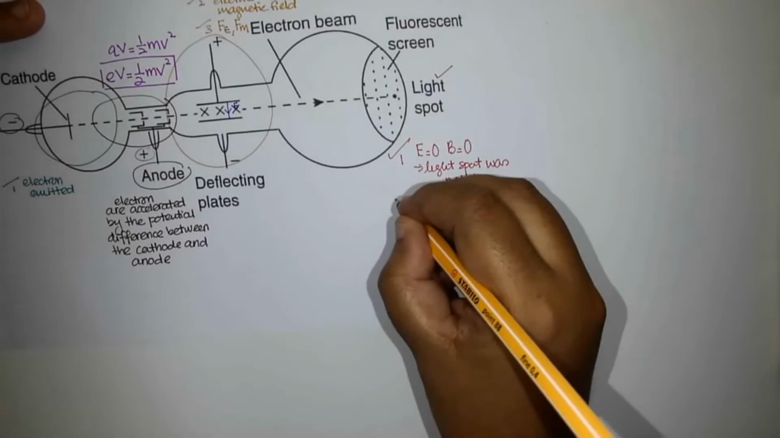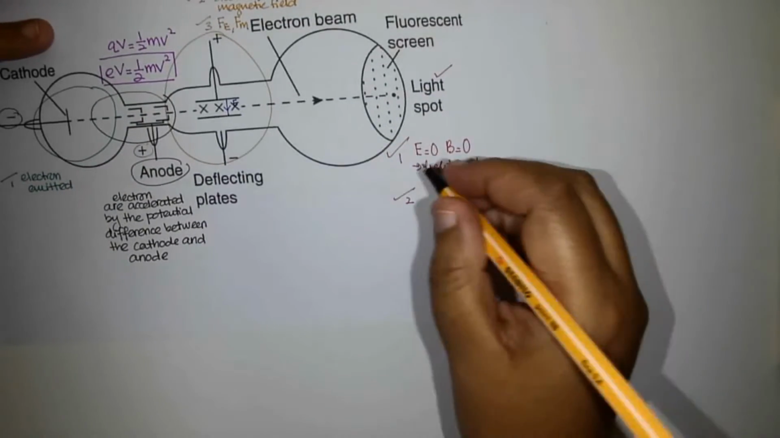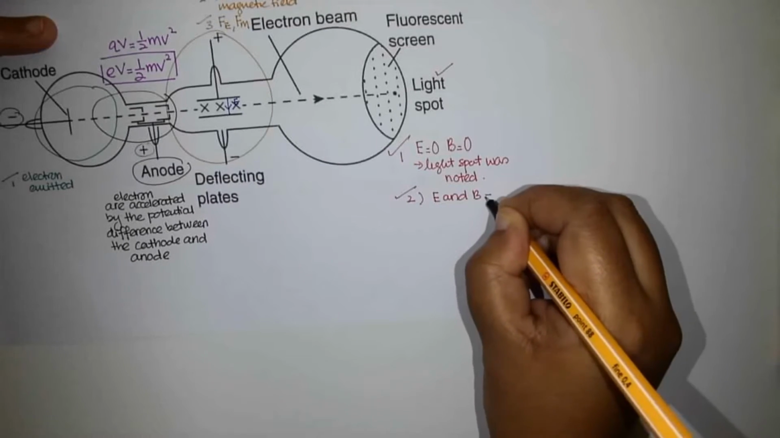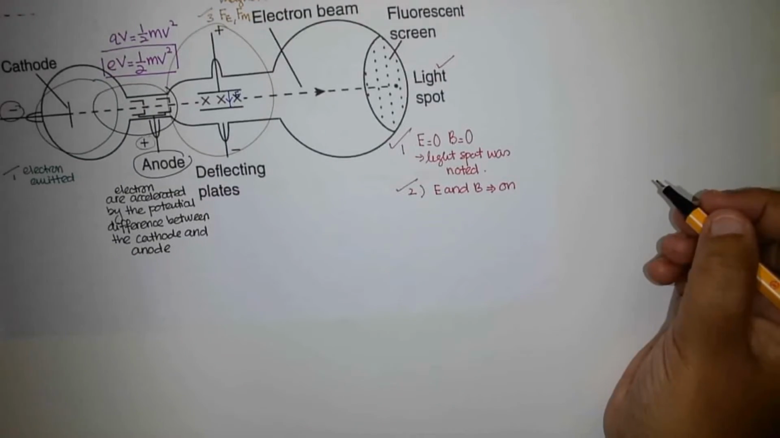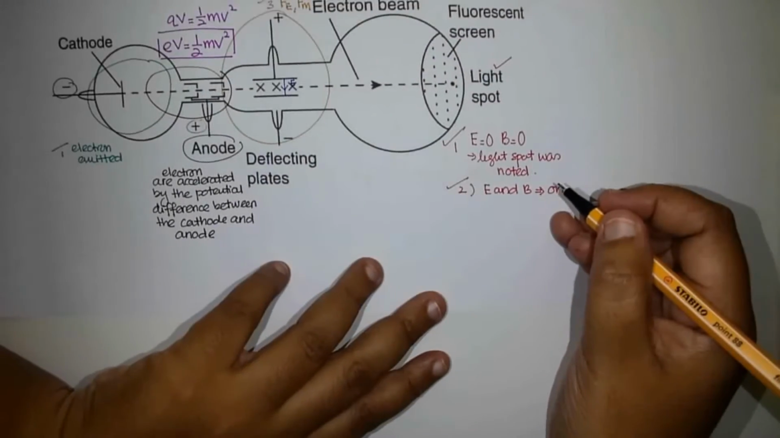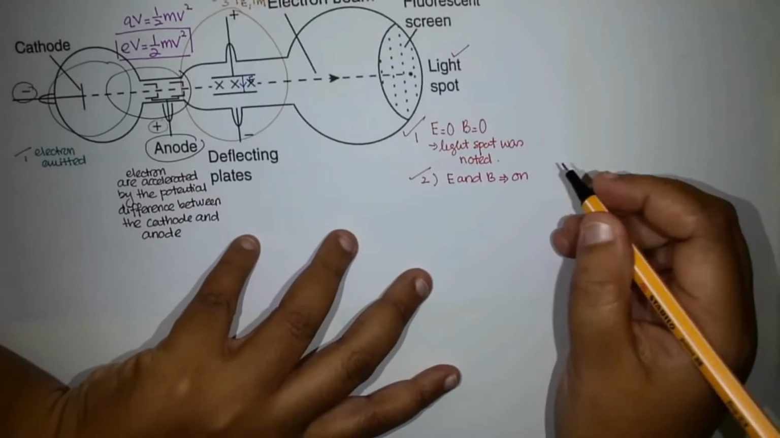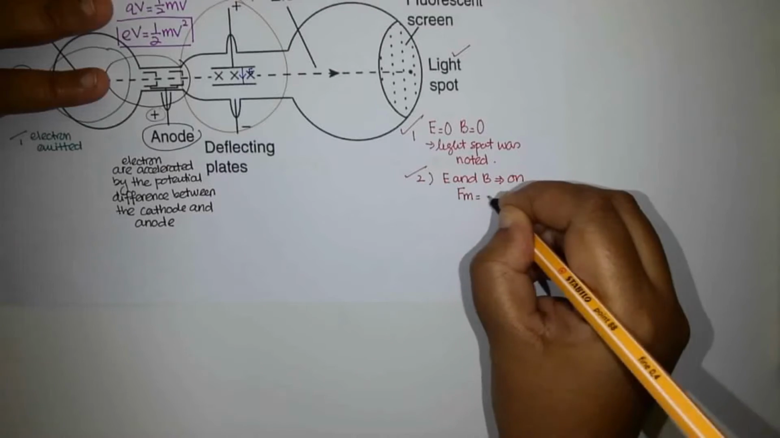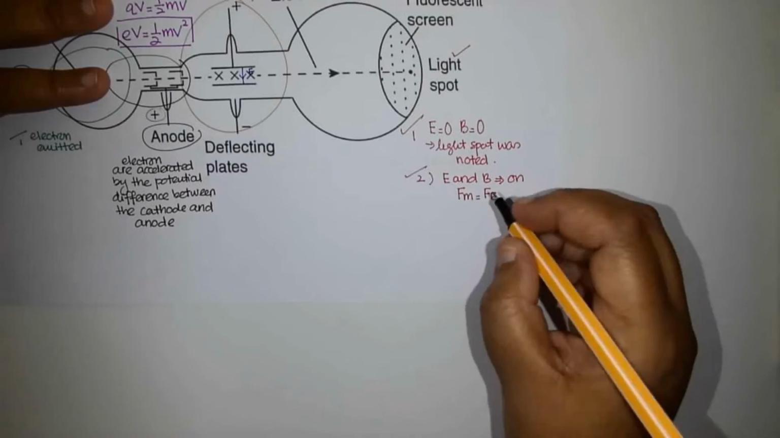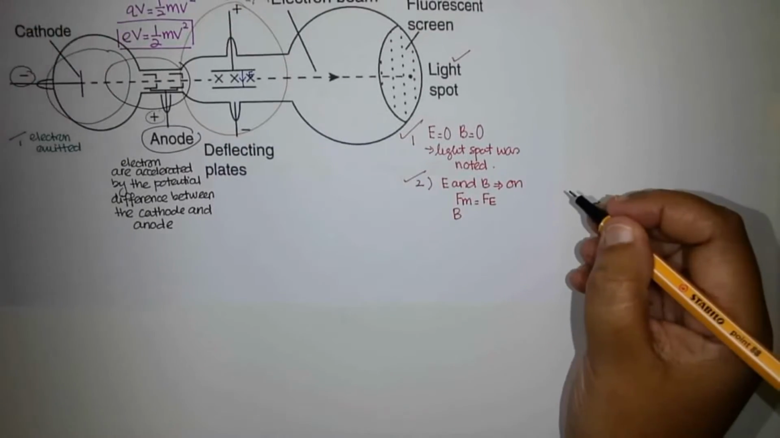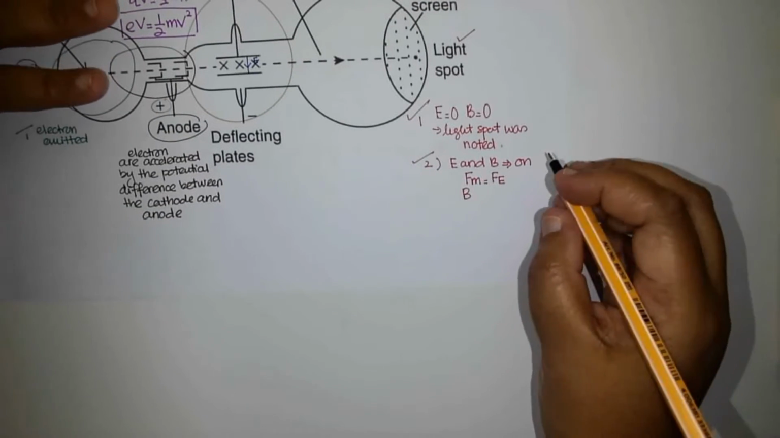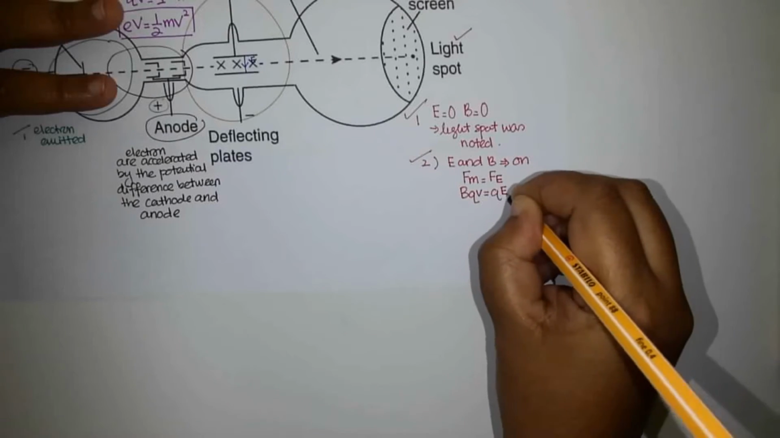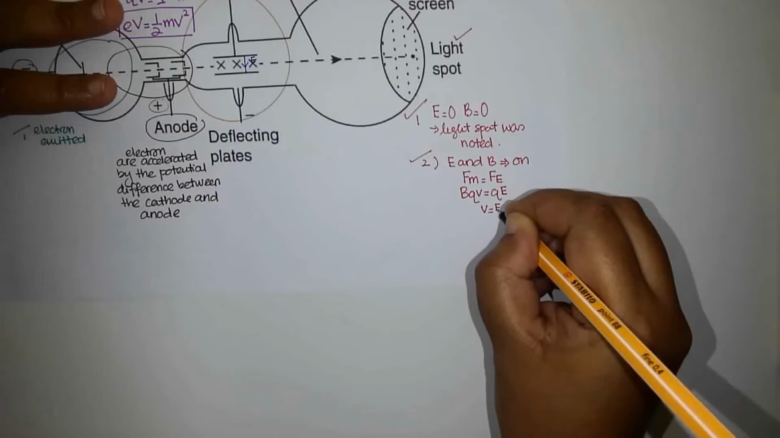Situation number 2. If we turn E and B on, what will happen? Then the electron beam will stay undeflected, assuming that Fe equals Fm. Fm is equal to Fe. That means BQV equals QE, where I can put either Q or small e. So V equals E over B.